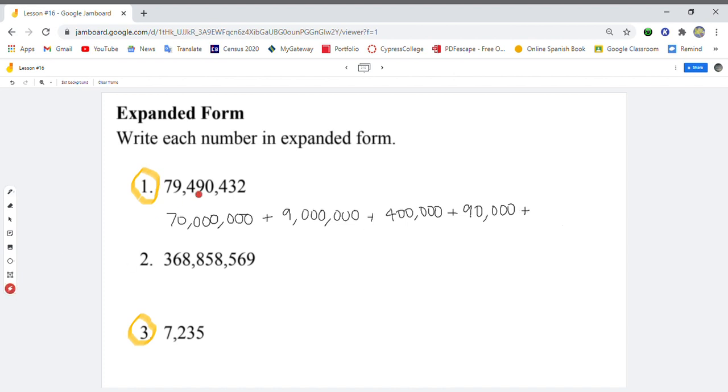Next, we have 0 here, which is in the thousands place. So we're going to do 0 times 1,000, which is just 0, so we're just not going to write that. 4 is in the hundreds place, so 4 times 100 is 400.